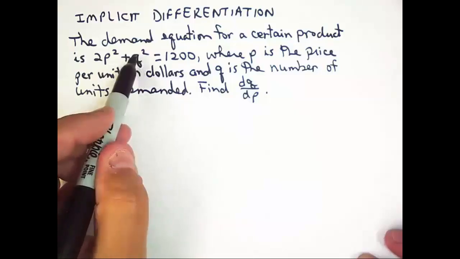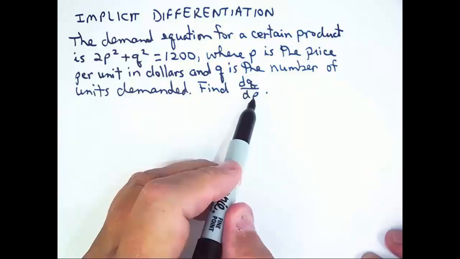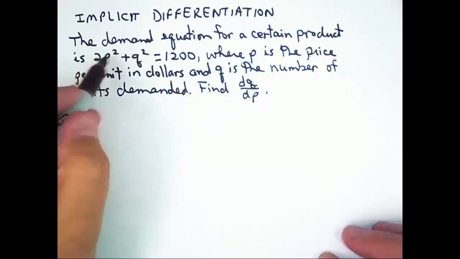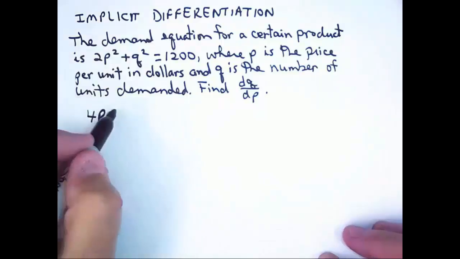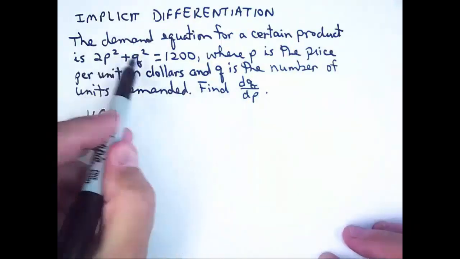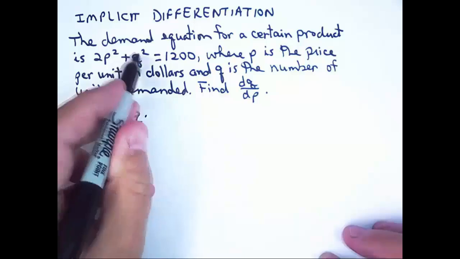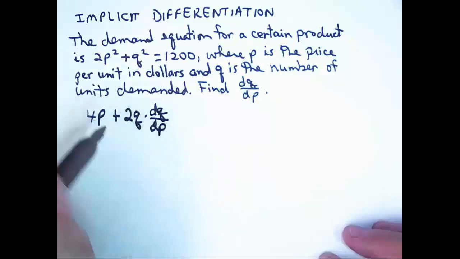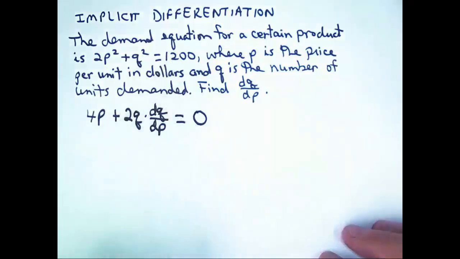So whenever I take the derivative of q, I've got to use the chain rule and think of that as dq over dp. So looking back at the equation, p is like the x, so the derivative of 2p squared is going to just be 4p, plus the q is like the y, so it's a function of p, so the derivative using the chain rule is 2q, the 2 goes to 1, but then I've got to take the derivative of the inside, which is dq over dp, the derivative of the quantity with respect to the price. And then of course the derivative of 1200 is a constant, the derivative of a constant is always 0.